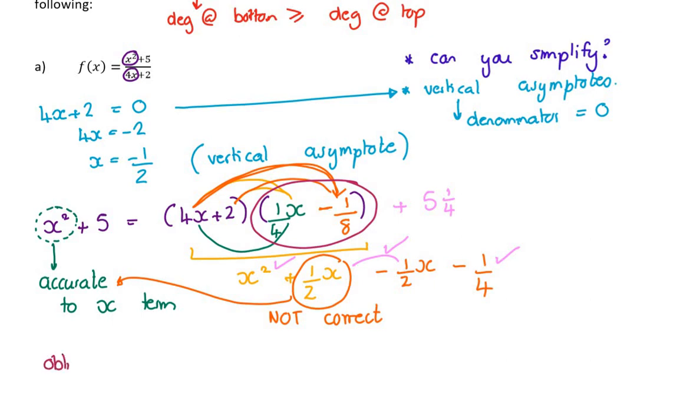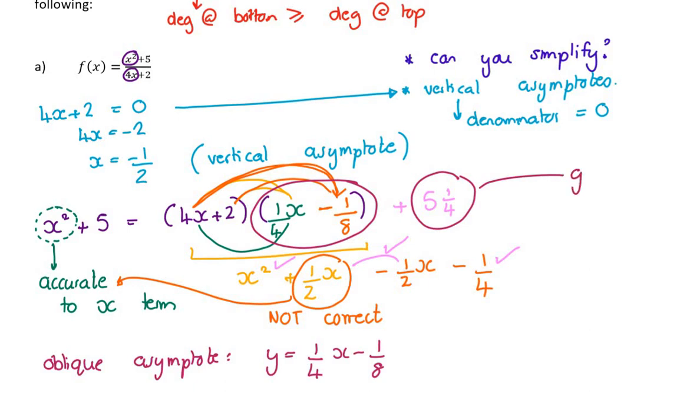So my oblique asymptote is y is equal to a quarter x minus 1/8. I also know, if I look at my remainder, that my graph will not hit the asymptote. Now, that's not what this question asks, but that's really important when we're drawing graphs.